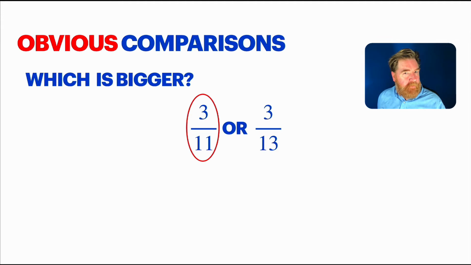Sound okay? This is not as obvious, although we're still calling it obvious, as the same denominators. That's like the most obvious. But this one, we're going to categorize as obvious because it means you don't have to do any work. You can just think about it. You don't have to draw any bars. Okay? All right.